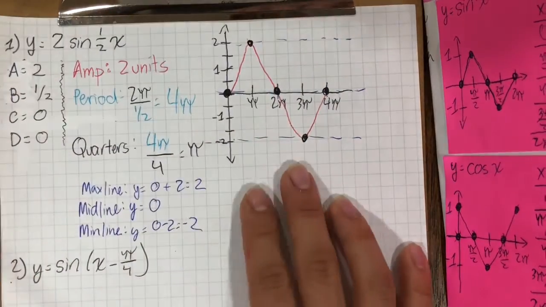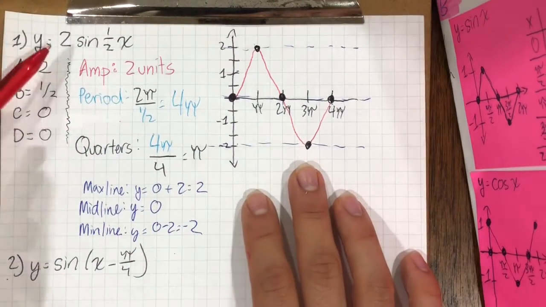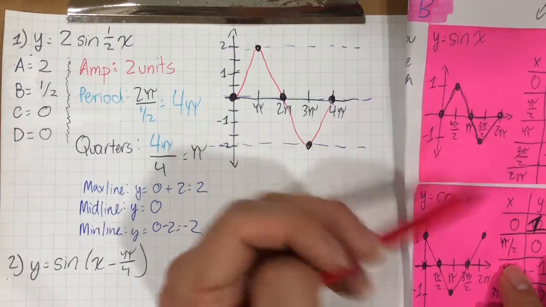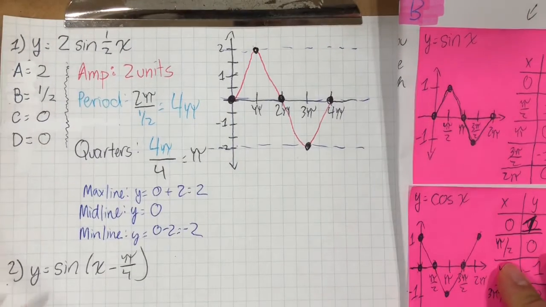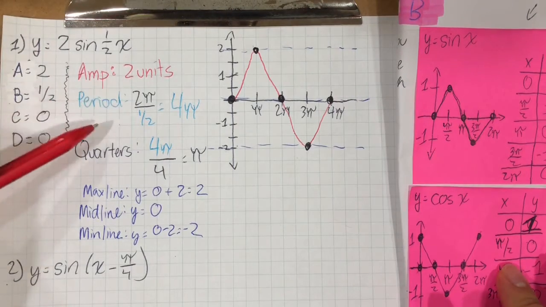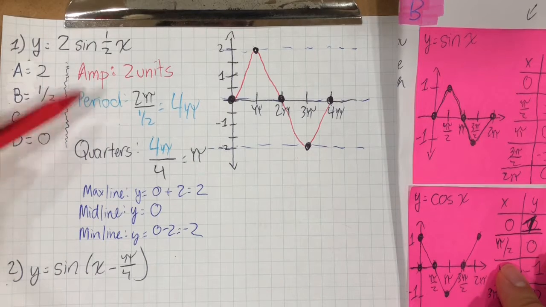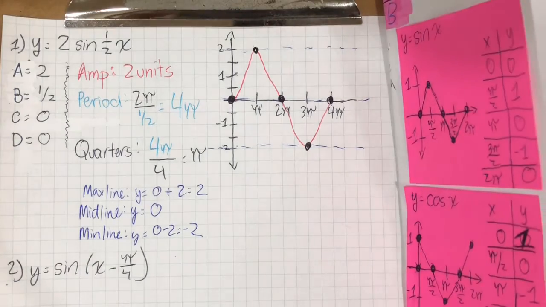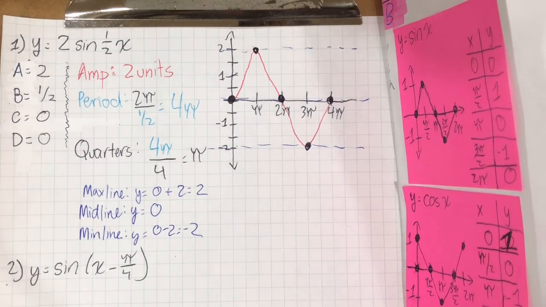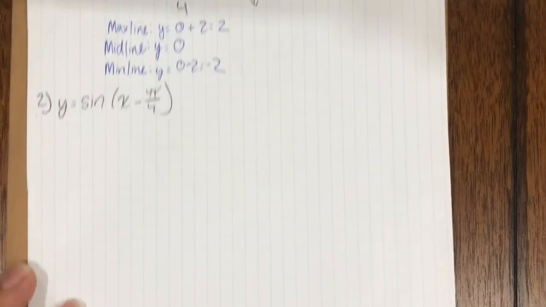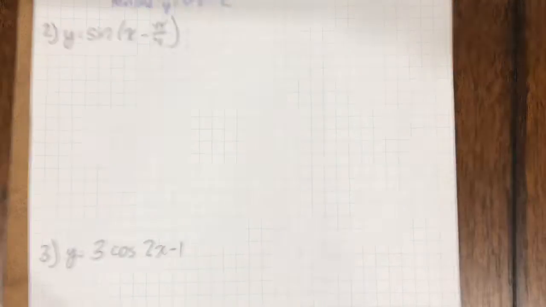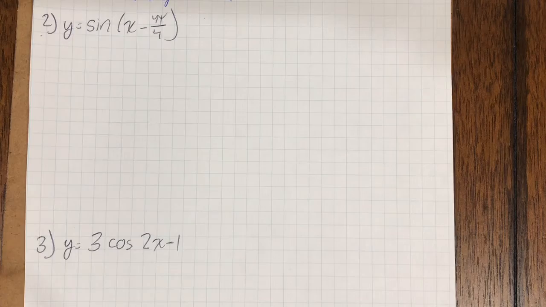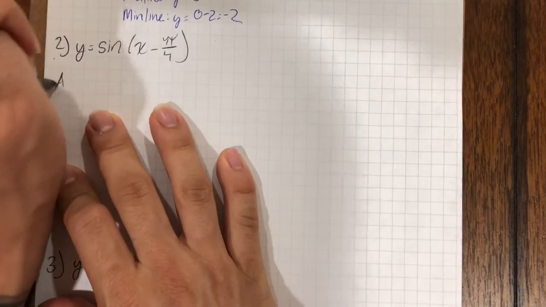Okay. So we have our graph for 2 times sine of 1/2 x. And all we really needed to do was use the pattern from the original graph. We used the information that we identified for amplitude, period, quarters, and all of the lines over here. All right, so we're going to do that same exact technique for the rest of the problems. So let's go ahead with number 2, which is sine of x minus pi over 4. The first thing I'm going to do is label my numbers for A, B, C, and D.